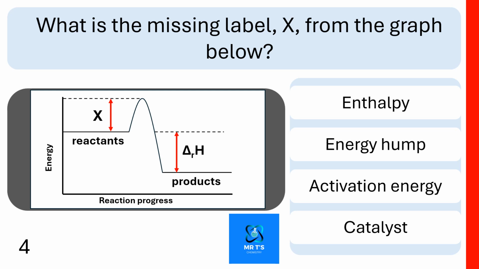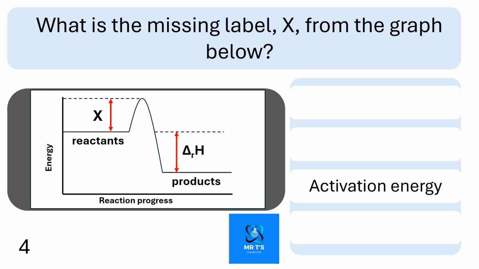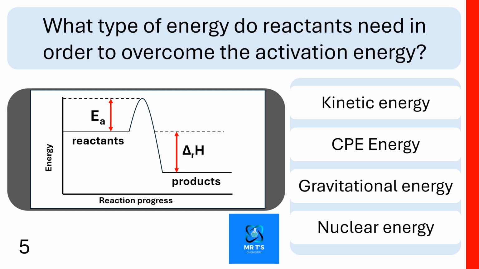What is the missing label, X, from the graph below? Is it enthalpy, energy hump, activation energy, or catalyst? The correct answer here is the activation energy, and that is the wee hill that we see happening in this reaction diagram.